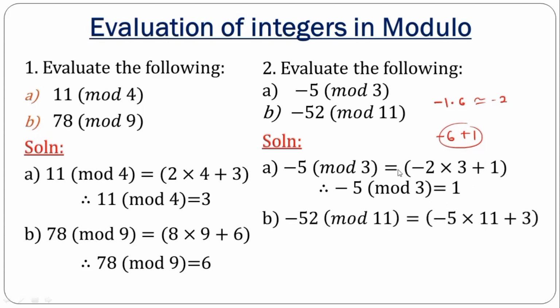If we do that again for example B here, you divide minus 52 by 11. Of course, you're going to get minus 4 point something. So take it down to minus 5 and multiply by 11. That will give you minus 55. When you add 3 to it, you will get your minus 52. Therefore, your solution is positive 3. And that's how to evaluate both positive and negative integers.